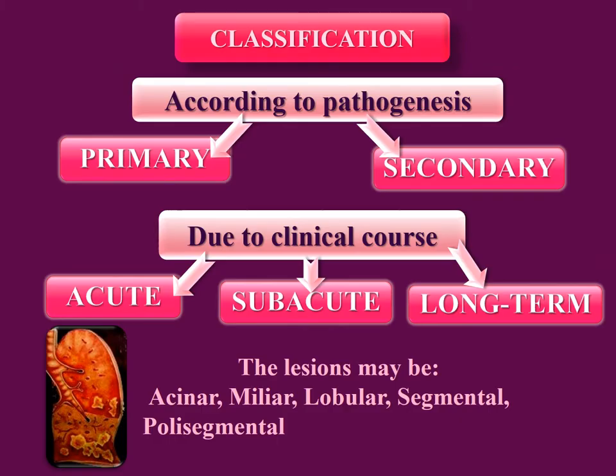Classification. According to pathogenesis, bronchopneumonia may be primary and secondary. Secondary pneumonia occurs as opportunistic infections in a state of debilitation or immunological deficiency. Due to clinical course, bronchopneumonia may be acute, subacute, and long-term. According to the size of the involved area of lung tissue, there may be acinose, miliary, lobular, subsegmental, segmental, and polysegmental pneumonias.